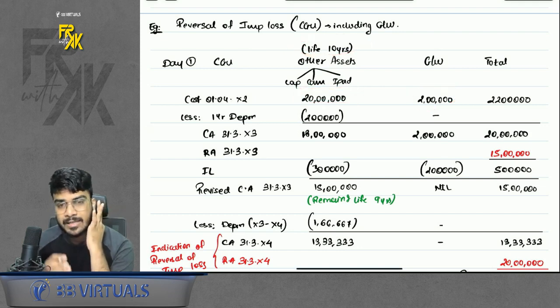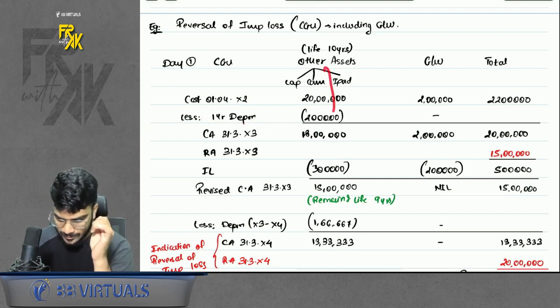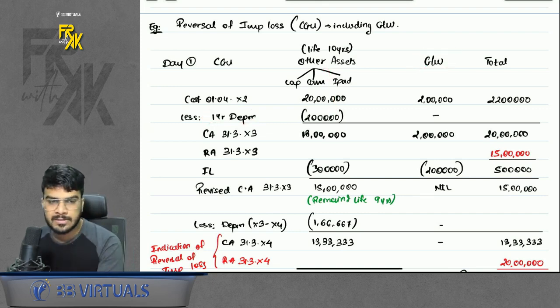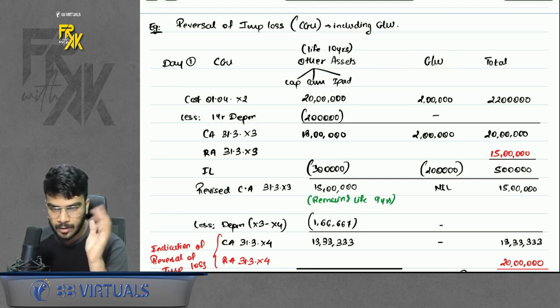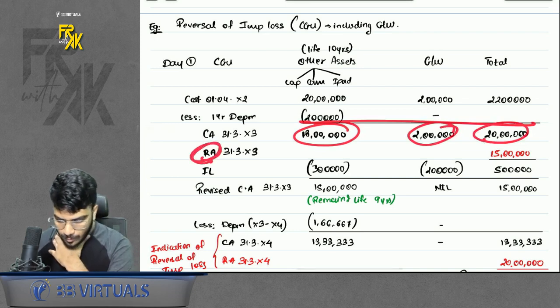So let's say, for example, I use the asset for 1 year. 1 year depreciation I will charge. I will only depreciate other assets and not goodwill. Why? Goodwill is not amortized. It is only tested for impairment annually. Okay, sir. So we do not amortize goodwill. So I got a carrying amount of 18 lakhs and 2 lakhs. Total 20 lakhs. Recoverable amount is given as 15 lakhs.